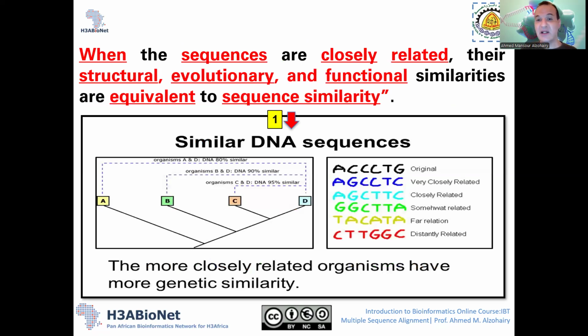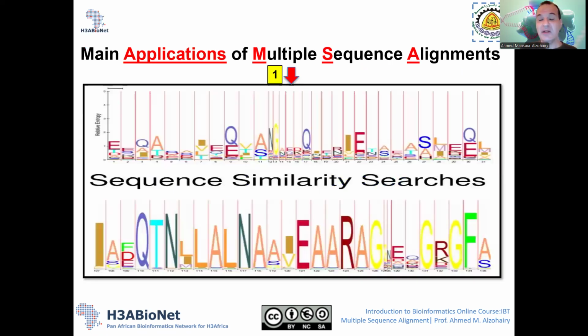Now, when the sequences are closely related, we will see that there is structural, evolutionary, and functional similarity. All these three, the structural, evolutionary, and functional similarity, are equivalent to the sequence similarity. Because if there is sequence similarity, you can be certain that there is structural, evolutionary, and functional similarity. So the key and most important thing in these four criteria is number four, which is the sequence similarity.